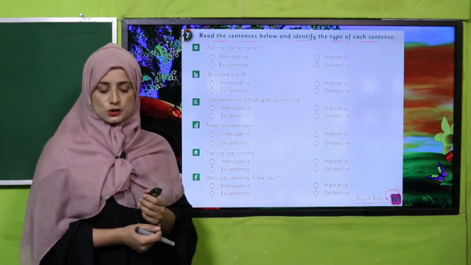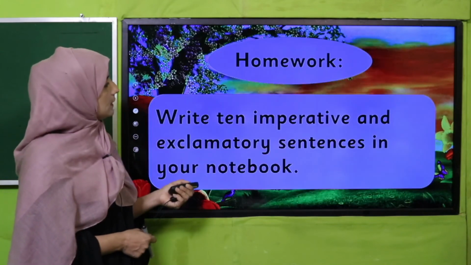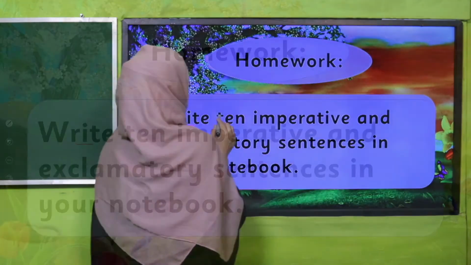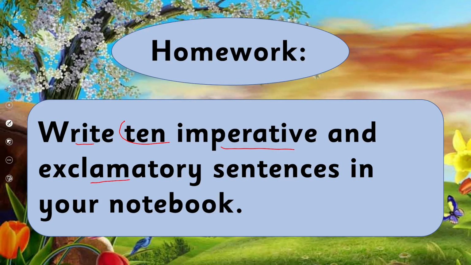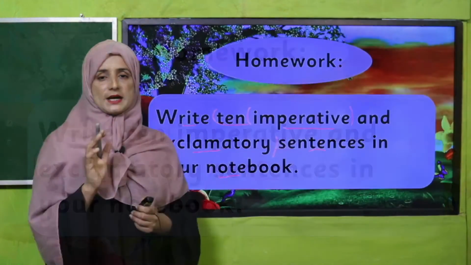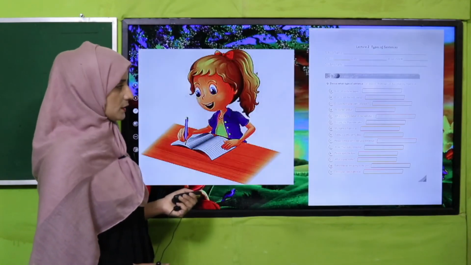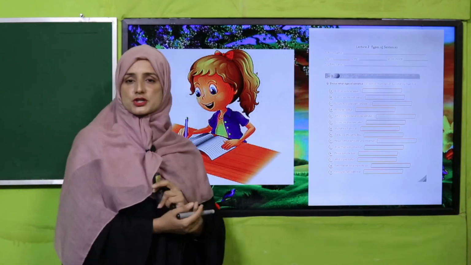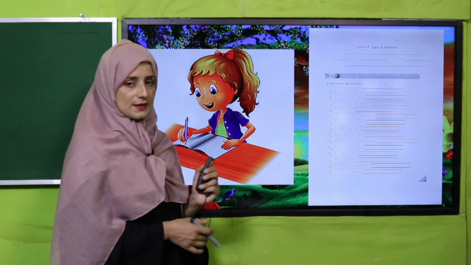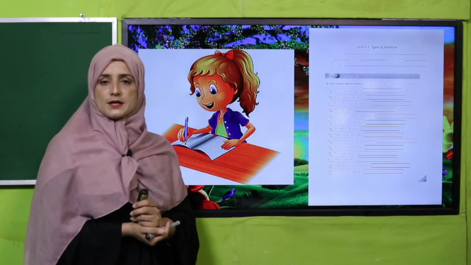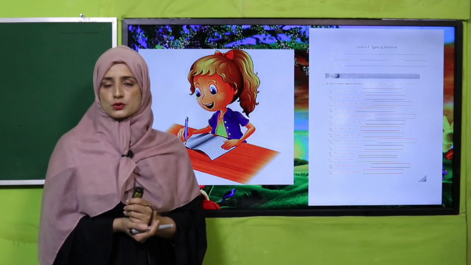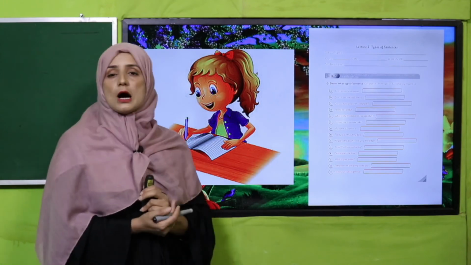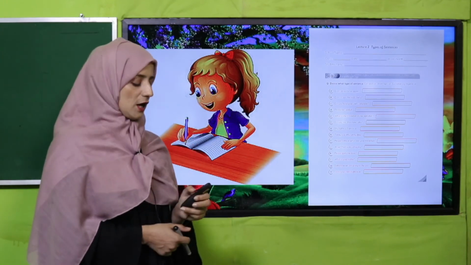Good job, excellent job. I hope you have done it in a nice way. So what's our homework for today? You will write 10 imperative and exclamatory sentences in your notebook. Okay, 5 sentences will be imperative sentences and the next 5 will be exclamatory sentences. So in this way you will write 10 sentences in your notebook. Yes, my dear fellow teachers, this is a worksheet and it's also related to our SLO and our lesson. You will provide it to your students in printed form so that you can judge how much knowledge students have got about types of sentences.